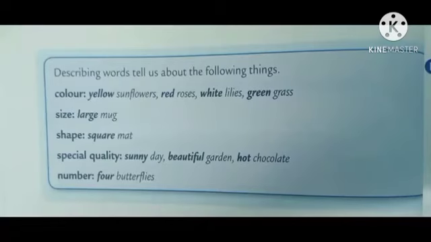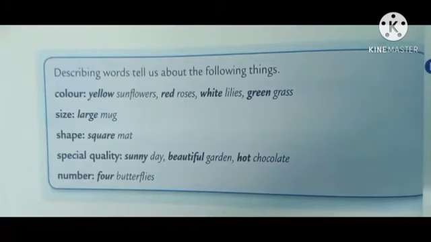Okay, children. Next, it tells us about the shape of the noun. Mat is a noun. What kind of mat? Square mat. What is the shape of the mat? Square. Then, special quality, like sunny day, beautiful garden, hot chocolate. What kind of day, children? Sunny day. What kind of garden? Beautiful garden. What type of chocolate? Hot chocolate.